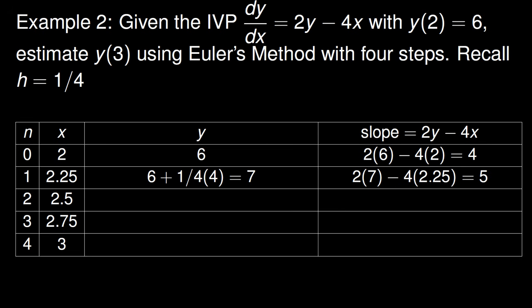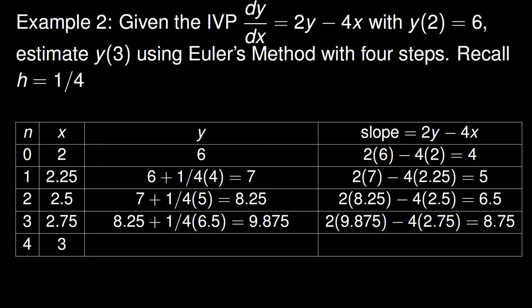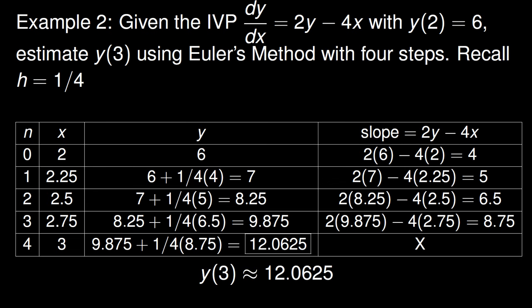So it's like a rinse and repeat thing. You keep doing the same calculations over and over with new values for x and y and the slope. So we get 5, then we repeat the process and get 8.25, and we just keep going. And I would highly encourage you to double check these answers yourself. Make sure you're getting the same values that I am. And again, we don't need to calculate that bottom right entry, which tells us that the approximate value for y of 3 happens to be 12.0625.